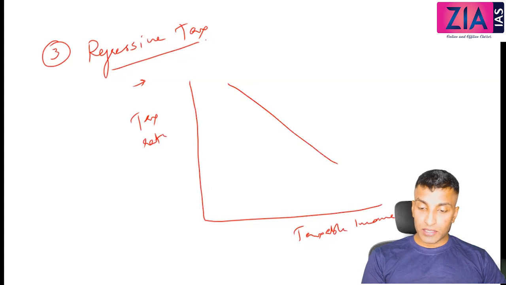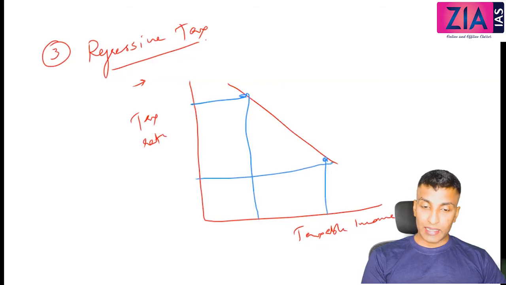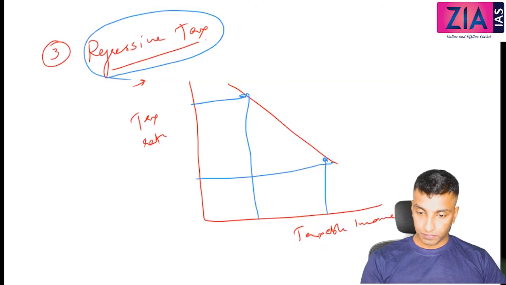So you see here, income is high, so tax is very low. Income is low, but tax is high. Okay, that's why we use this term regressive tax. So that's about the third point.